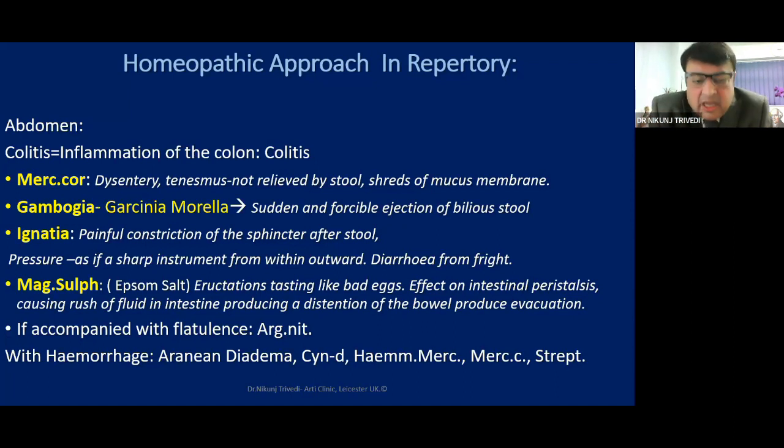And Mag sulph, Epsom salt. Eructations tasting like bad egg, effect on intestinal peristalsis, causing rush of fluid in the intestine, producing a distension of the bowel, produces evacuation. Mag sulph shows borborygmus, loud rumbling. If the patient is sitting at least 3-4 feet away from you, then also you can hear that borborygmus, that gurgling in the patient's stomach, in a Mag sulph patient.